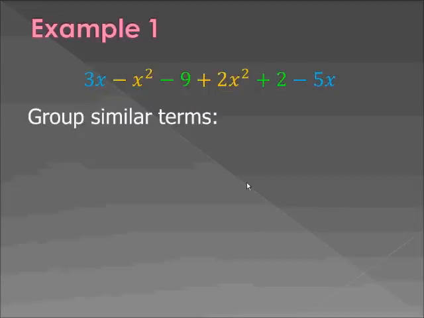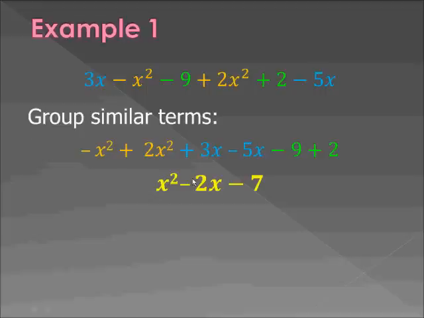So negative x squared plus 2x squared is x squared. 3x minus 5x is negative 2x, and negative 9 plus 2 is negative 7. So you're going to want to rearrange it if you want. You don't have to do it. It's just something that might make it easier for you. But what you'll want to at least do is identify similar terms and combine them.